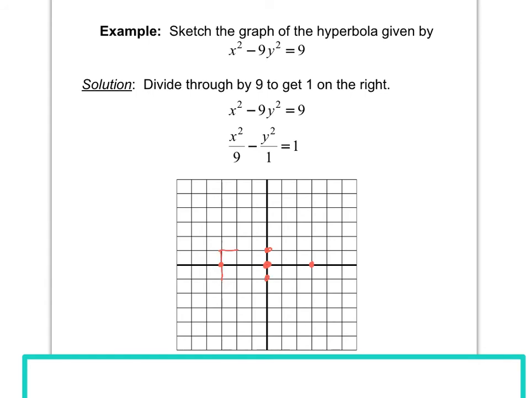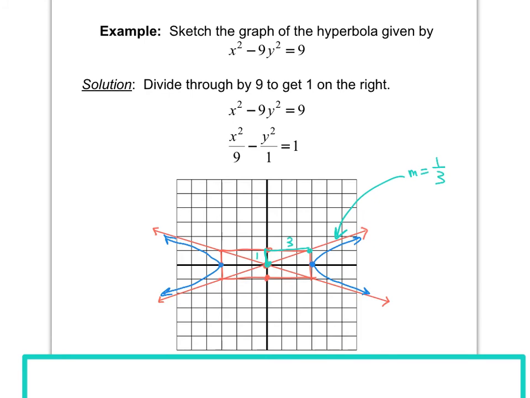I draw my box, and then I draw my diagonals. I've got my asymptotes drawn, and so now I just need to look at the fact that this is an x that's listed first. So my hyperbola is going to open left and right, which means these 2 points are going to be my vertices. I draw my left branch and my right branch, and I'm done. If I need the asymptote, I can pick 2 points on that line and look at the slope as being rise of 1, run of 3.